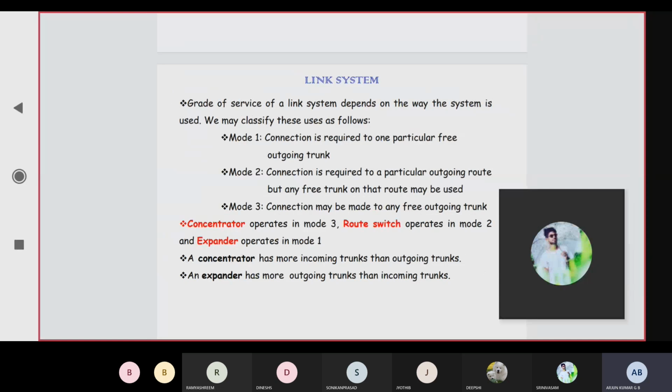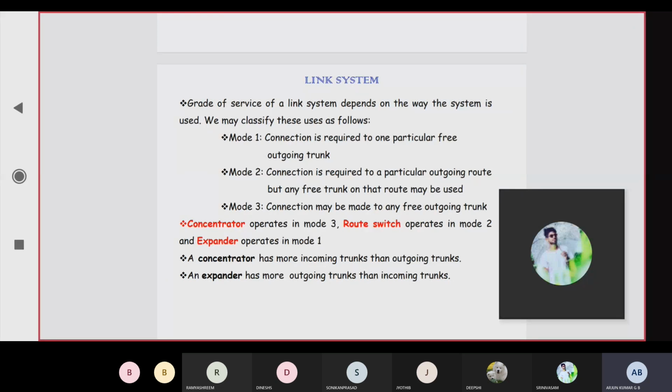If the connection is required to a particular free outgoing trunk, that is called an expander. If the connection is required to a particular outgoing route, but any free trunk on that route may be used, that is a root switch. A connection may be made to any free outgoing trunk, that is a concentrator. It means the concentrator will be operated in mode 3, the root switch in mode 2, and the expander in mode 1.